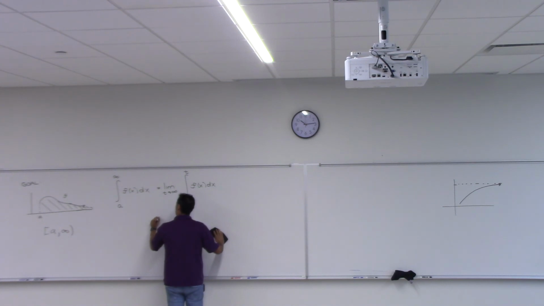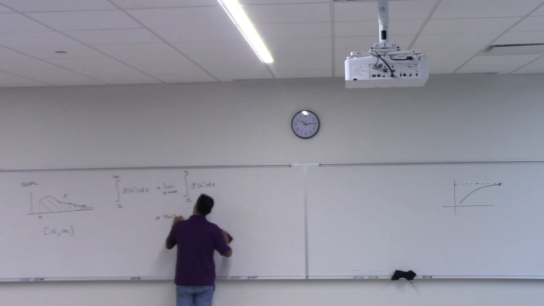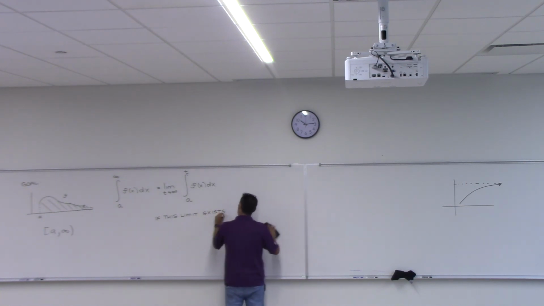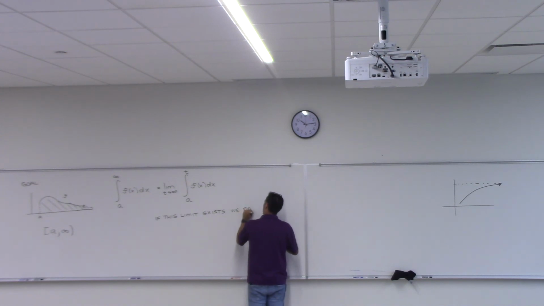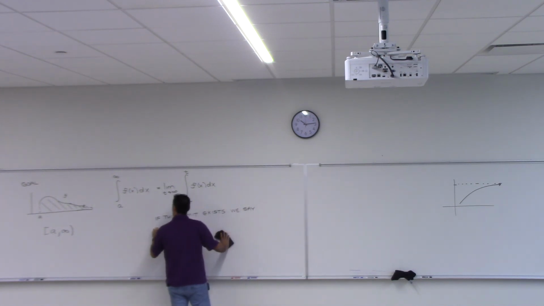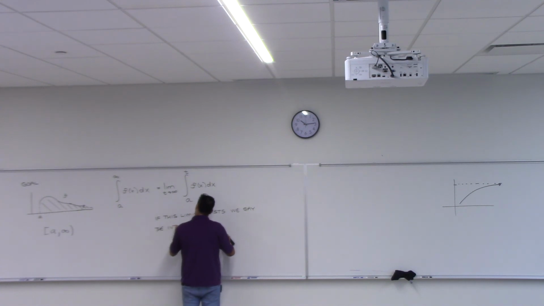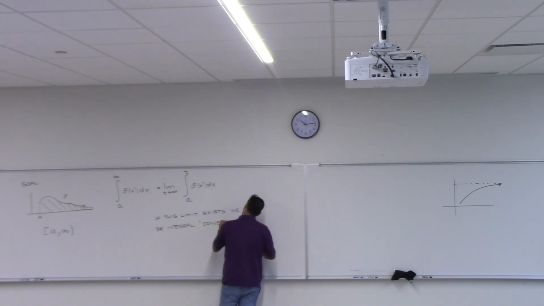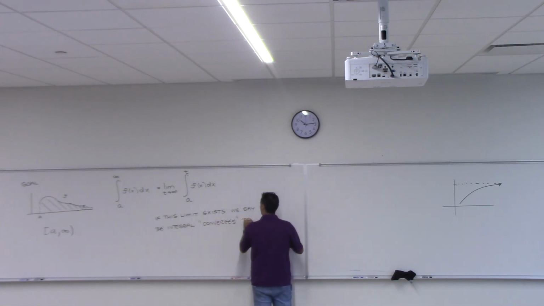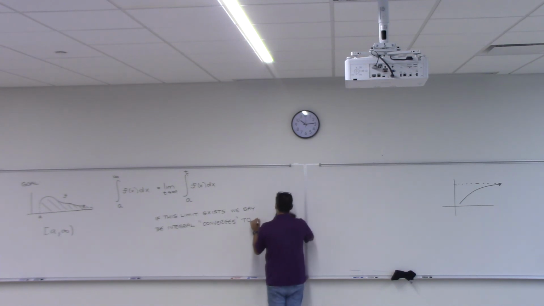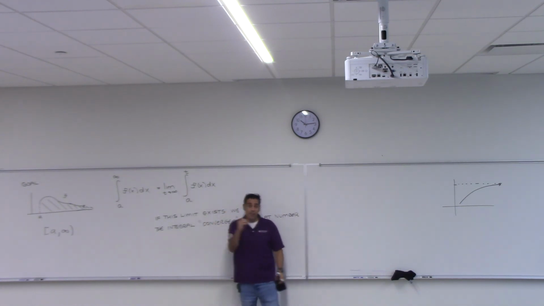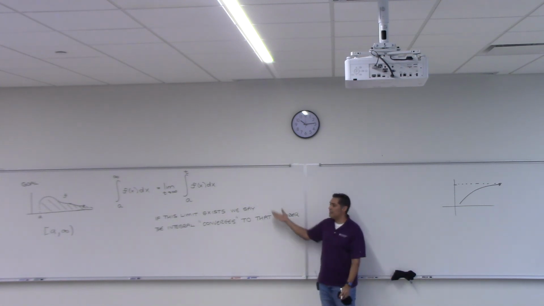So if this limit exists, we say the integral converges to whatever the limit is, to that number. So if you take this limit and you actually get a numerical answer, then we're going to say that this integral converges to that.